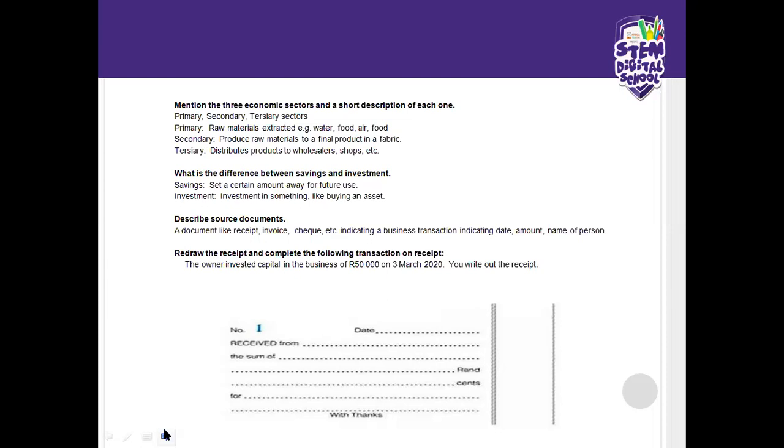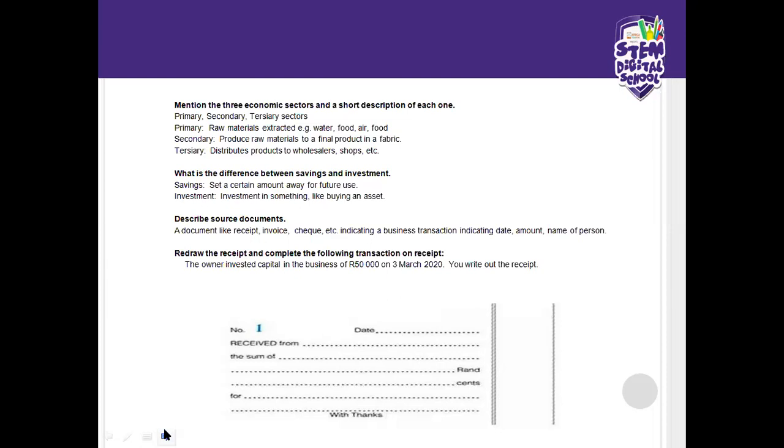Okay, I couldn't complete it on the receipt, so you need to listen clearly here because the receipt is going to count 6 marks. Right, so if you have written the date in there, and the date must be 3 March 2020, 1 mark. Received from, okay, the owner, another mark. I didn't give you a name of the owner, so you must write there, received from the owner. The sum of, and in words you need to write out 50,000 rand for another mark. So in words, 50,000 rand.